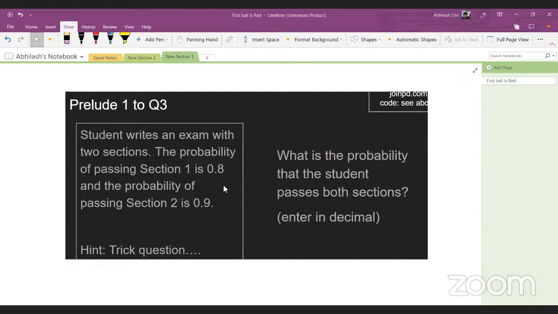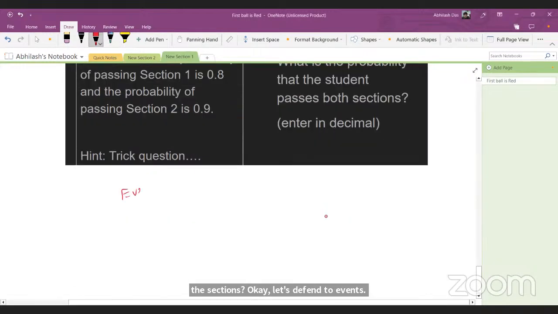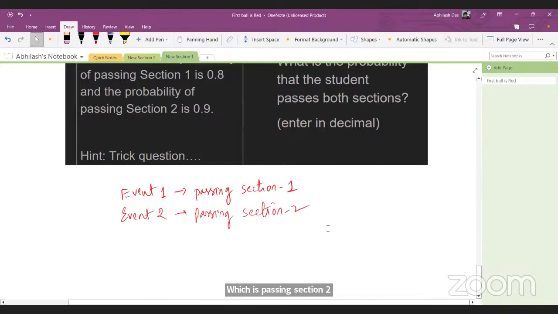Okay. So it says the student writes an exam with two sections. Probability of passing section 1 is 0.8 and probability of passing section 2 is 0.9. What is the probability that he passes both the sections? Okay, let's define two events. First is, let's say, event 1, which is pass section 1. And let's define another event, event 2, which is passing section 2. Okay. So we need the probability that he passes both the sections.